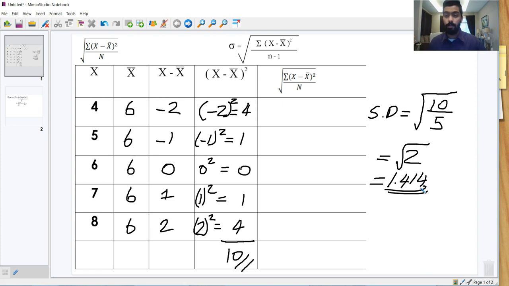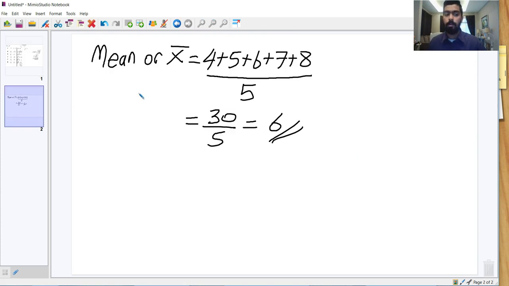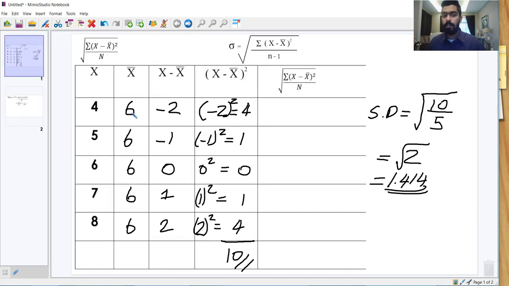So the standard deviation is 1.414. Again, a quick recap. Step number 1, we found the mean of all the marks of my students. Second, we found the difference between the marks and the mean, which gave us these values. The third step is we squared them. The fourth step is we found the sum of it. And the fifth step is we found the root of the mean of those squares. So 10 divided by 5 gave us the square root of 2, which is approximately 1.414.